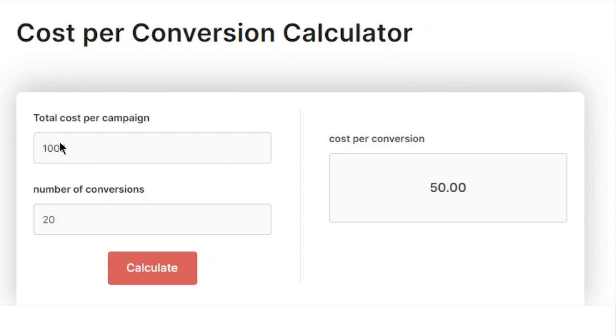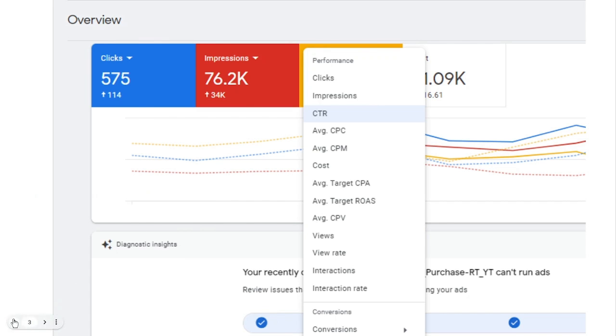Cost per conversion calculator. When we have the total cost per campaign, say for example we are spending $1,000 on a specific campaign, and with that campaign we are getting 20 conversions. So when we divide 1,000 by 20, we get 50. That is the cost per conversion. So for each conversion we are getting, we are paying $50. Okay. This is also something that I will show you later.